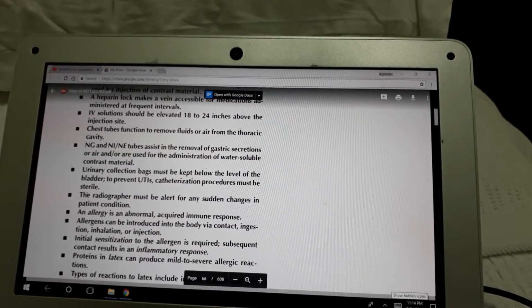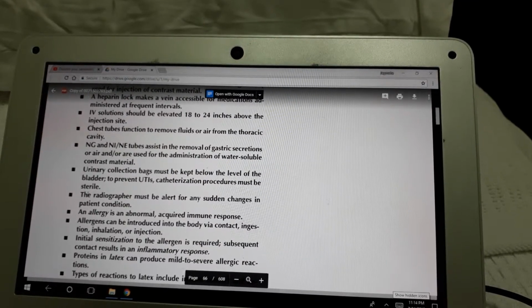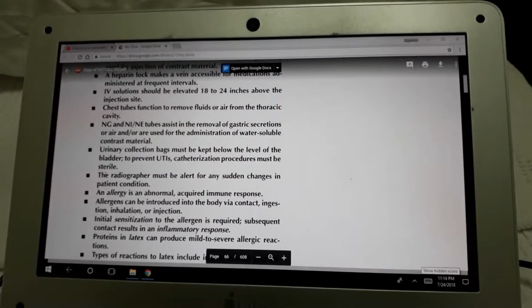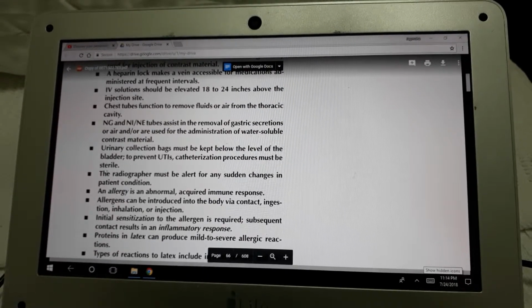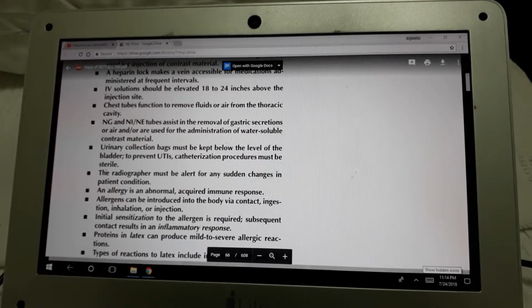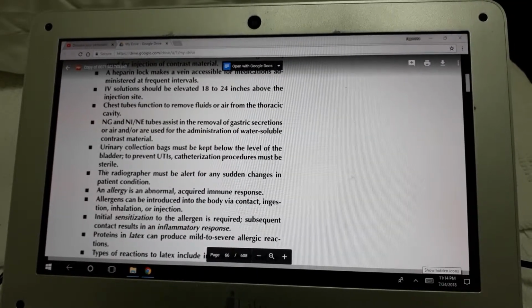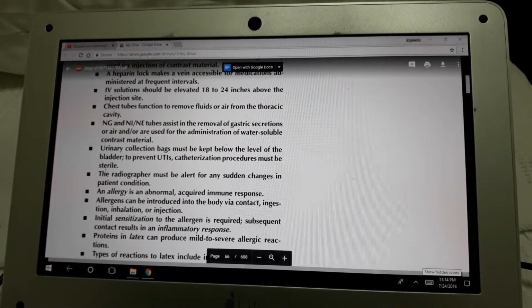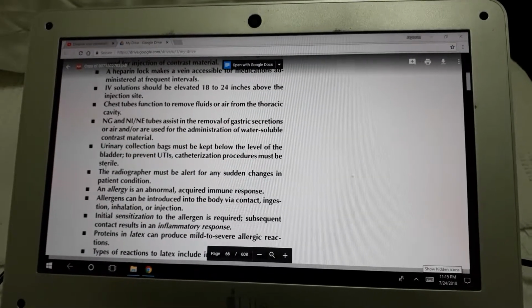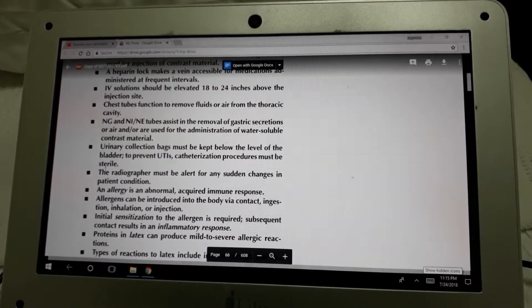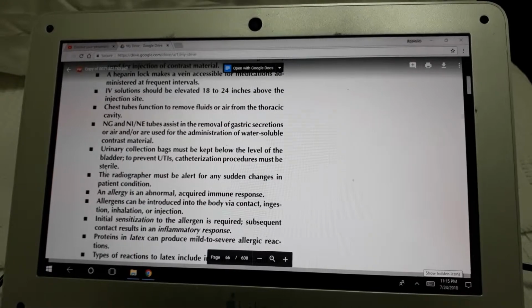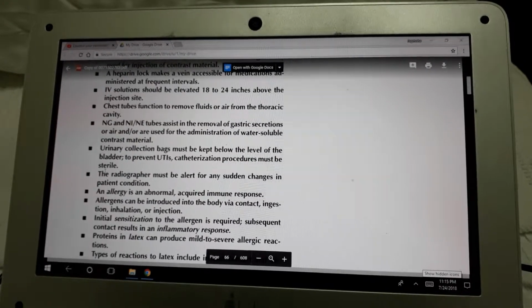An allergy is an abnormal acquired immune response. Allergens can be introduced into the body by ingestion, inhalation, or injection.